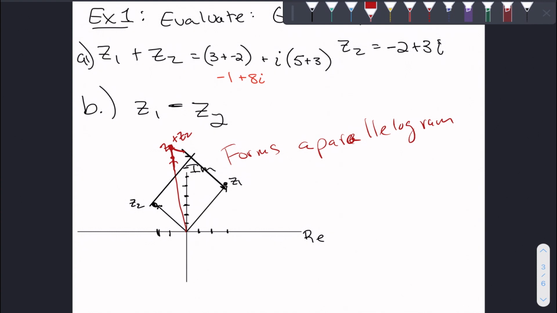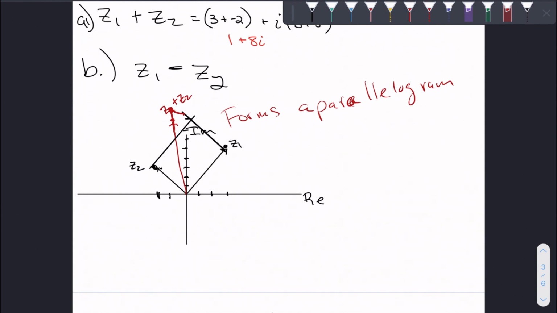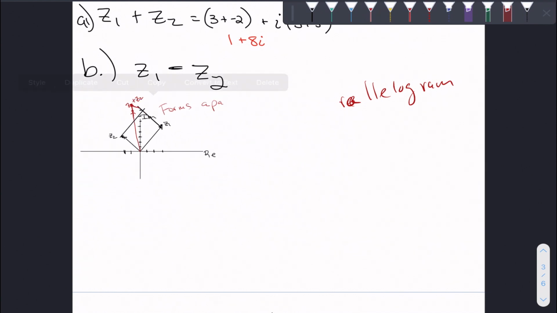Oh, and I should also say, I was reading this wrong: 3 plus negative 2 is positive 1, and 5 plus 3 is 8i. Well, if I can see that, let's shrink that down just a little bit. Then the subtraction problem would also be similar.